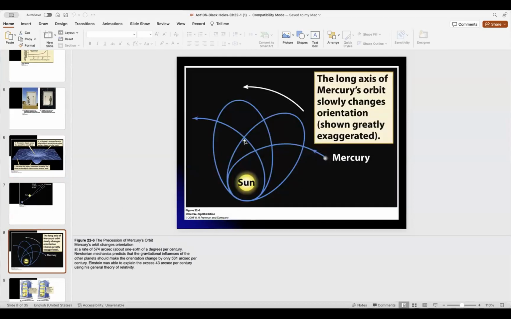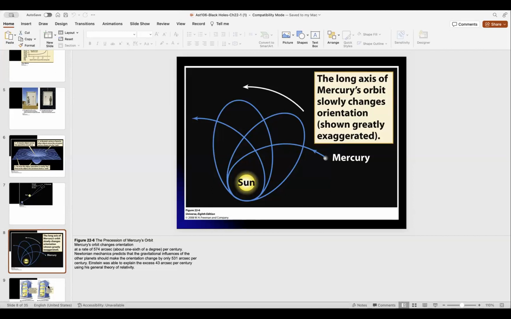Another test is the precession of Mercury's orbit. This phenomenon was known already, and it was not explained by Newton's theory of gravity. However, when Einstein came up with his theory of relativity, the calculations done in accordance with the theory of relativity explained the precession of Mercury's orbit.